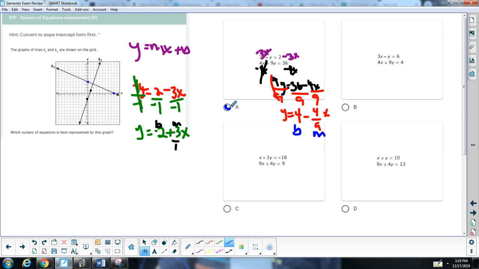So we really lucked out. We only had to solve those two equations for y. A would be the correct answer.